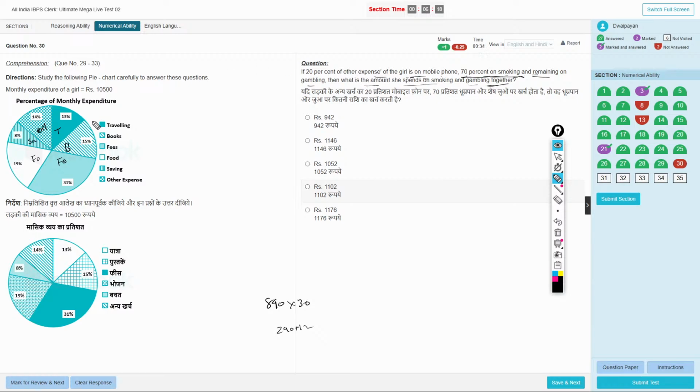So other expense was 14. So it was 70, 105 and 70. So 1750, and 80% of it. So 800 plus 7560 plus 40, 60, 1400 is coming. So no, right? Okay, and the remaining on gambling, 70% on smoking and remaining on gambling. So smoking and gambling, total 80%, 100%. Have I done the mistake in which part? Okay, let me see again.